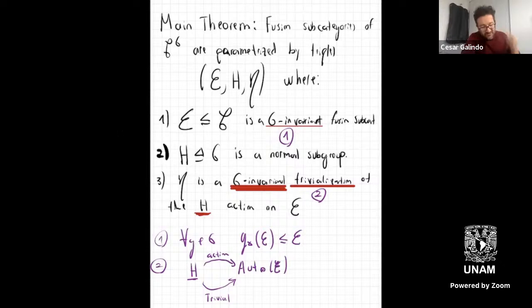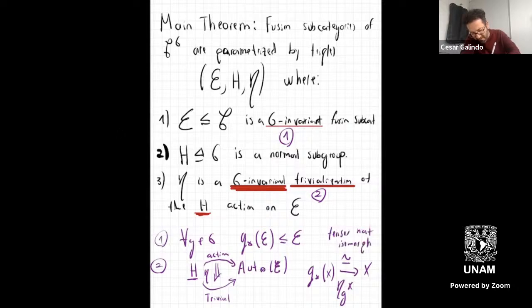Everything is the identity. A trivialization, this eta that I described there, is just a monoidal natural isomorphism from the action to the trivial action. That is a trivialization, by definition. So what exactly does that mean? It means that for every element, you have this G and you have this X, and we have an isomorphism that I will denote in this way. I am saying that this is a tensor natural isomorphism, so it has to satisfy some coherence. But this is just a trivialization.